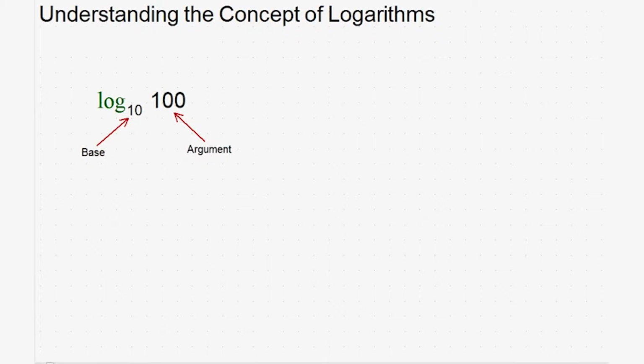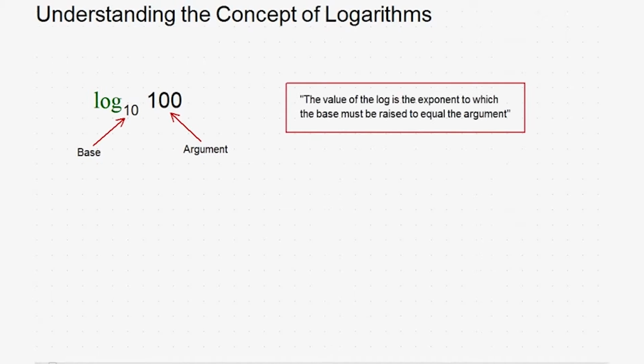Anyway, you would read this as log base 10 of 100. Now, the trick comes in knowing what to do to find the number that this log is equal to, and the way to do that is actually to think of it not as a logarithmic function, but as an exponential function. And so this is the most concise way that I know how to say this, so here goes. The value of the log is the exponent to which the base must be raised to equal the argument. Don't worry if that didn't make sense, because I'm going to illustrate it with a diagram that might be a little easier to understand.